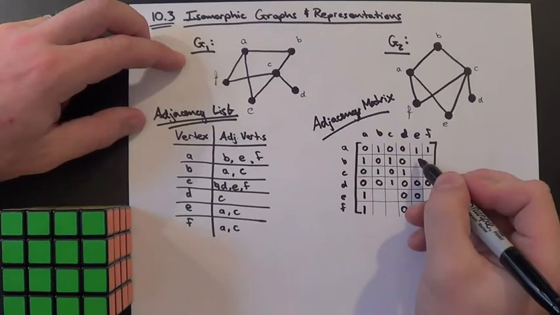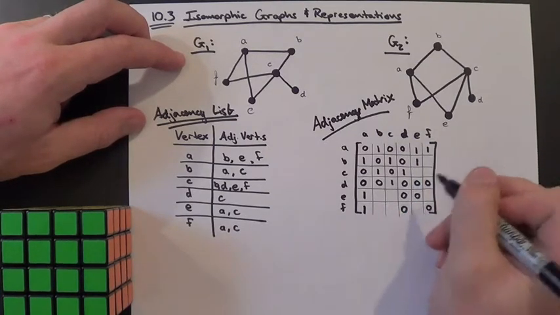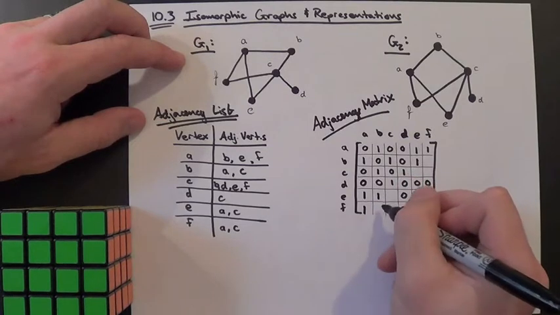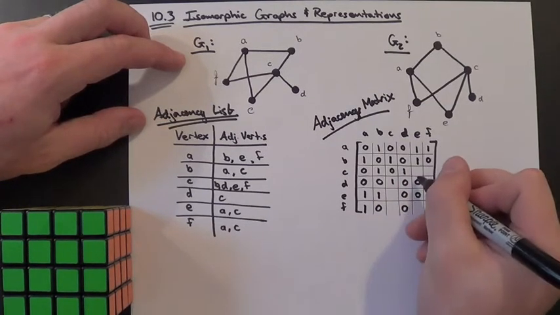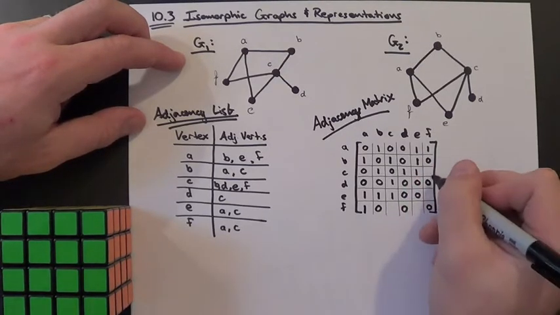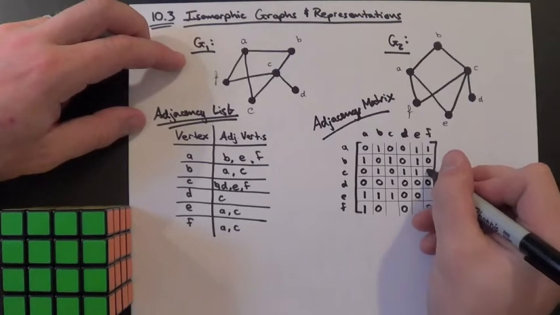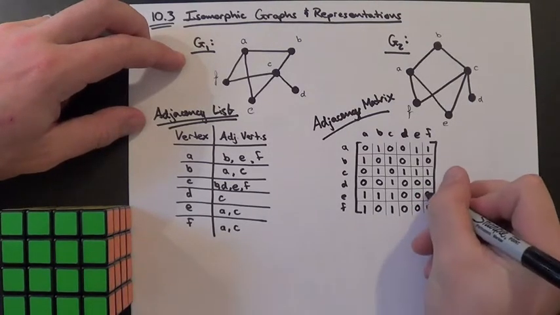E and B is not connected. Oh, it is connected. E is connected to B. B is not connected to F. E and C are connected. F and C are connected. F and E are not.